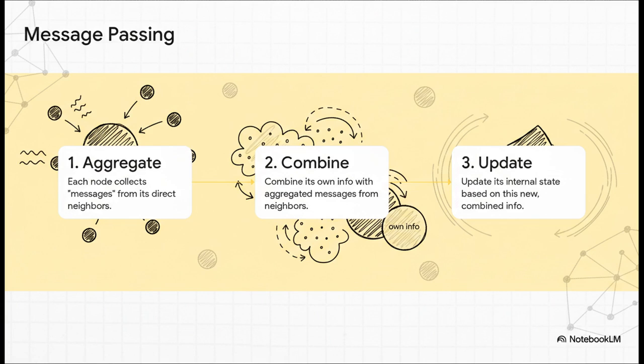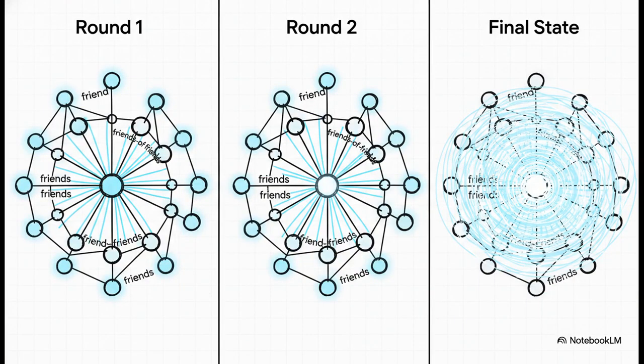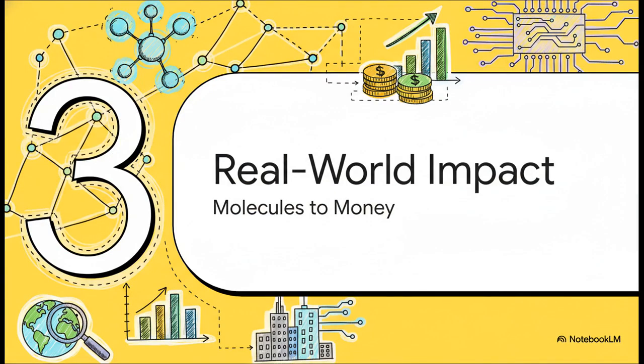So, what happens when this dance keeps repeating? Well, when you repeat this process over and over, that's when the magic really starts. Information spreads like a wave across the network. After round one, a node knows about its friends. After round two, it knows about its friends of friends. Do this a few more times, and suddenly each node has this incredibly rich contextual understanding of its place in the whole system.